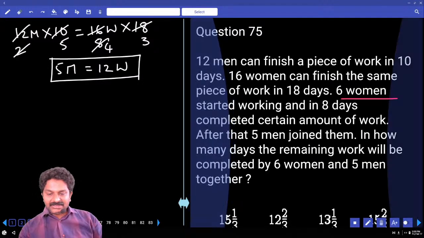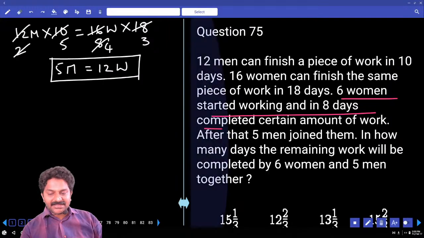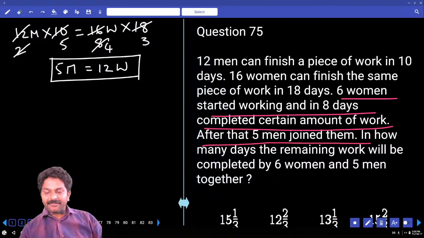Continue. 6 women started the work and in 8 days completed certain amount of work. After that, 5 men joined them.